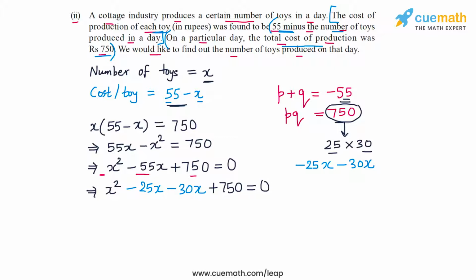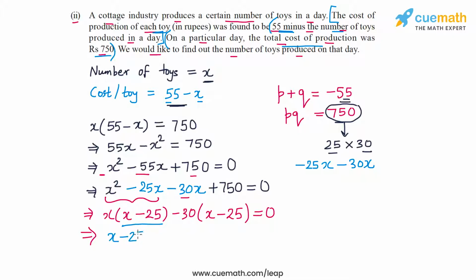Now we can factorize this by taking out the common factors from each pair. From the first pair we can take out x, so we get x times x minus 25, and from the second pair we take out minus 30, so we get minus 30 times x minus 25. This is equal to 0. Now we have this common factor of x minus 25. Let's take that out. So x minus 25 times x minus 30 is equal to 0. And now we can find the roots of the equation. So the roots are x equal to 25, which is the 0 of the first linear factor, or x equal to 30, which is the 0 of the second linear factor.